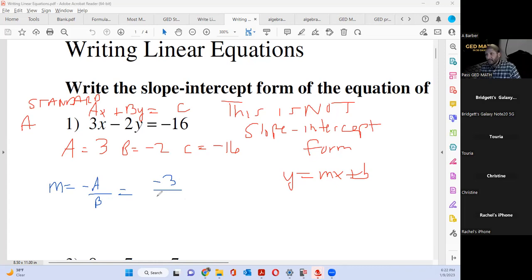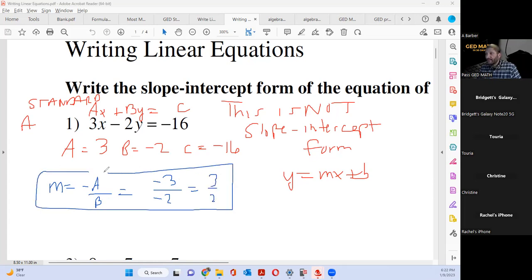What's b? Minus positive 2, minus 2. 2 minus negative 2 makes a plus, positive 3. So the slope of this line is what? 3 over 2. That easy.